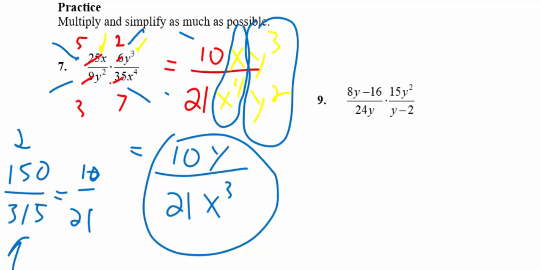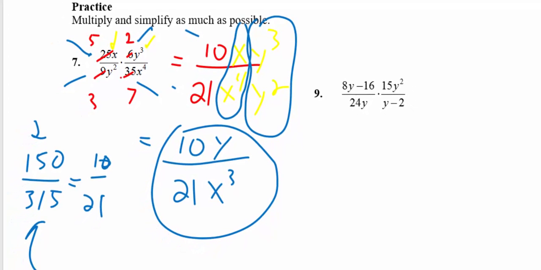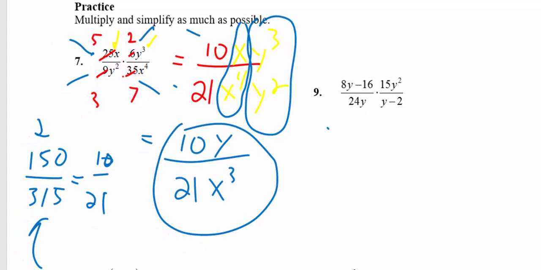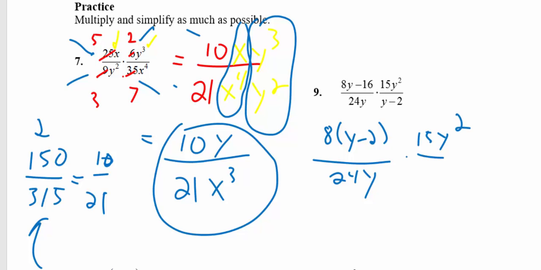Okay, let's take a look at number 9. I want to factor first, and I think I'm going to stay with the blue ink. I'm going to factor out an 8, and I will be left with y minus 2. The 24y just stays 24y, nothing to do there. And the second term, 15y squared, nothing doing there. And I have y minus 2. All right, and now what's nice about this is, the y minus 2's will cancel.